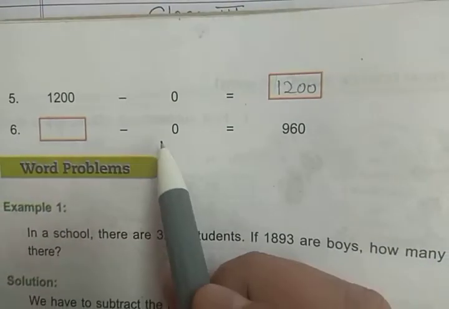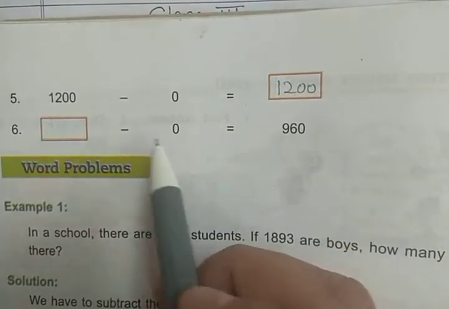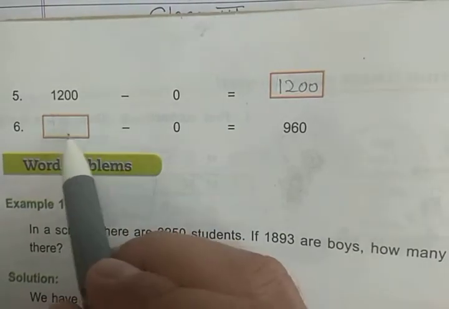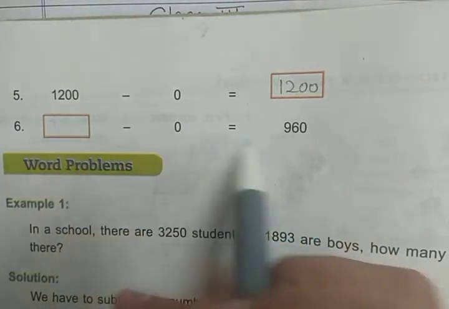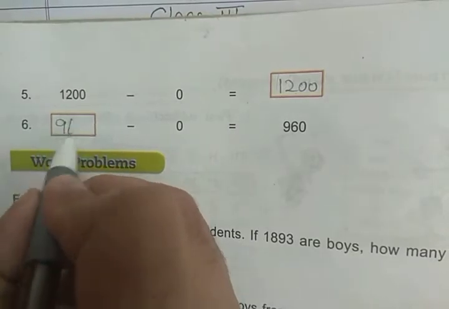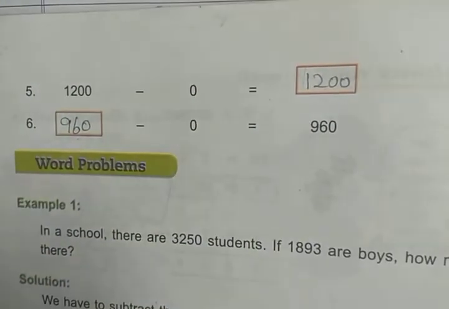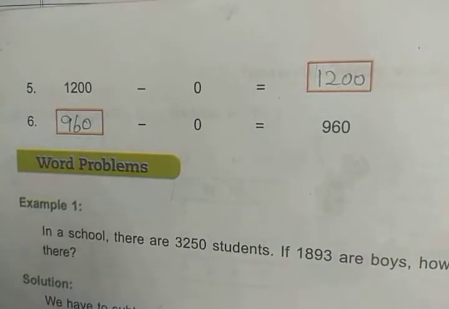And here the difference is given, 960. So 0 should be subtracted from which number to get 960? So here 960 will come. So 960 minus 0 is 960. So in this way we can solve these questions.